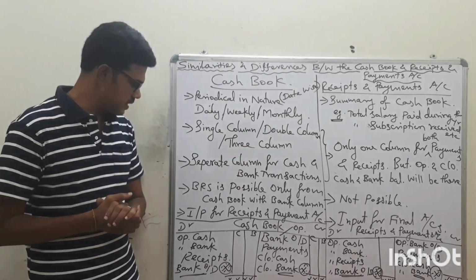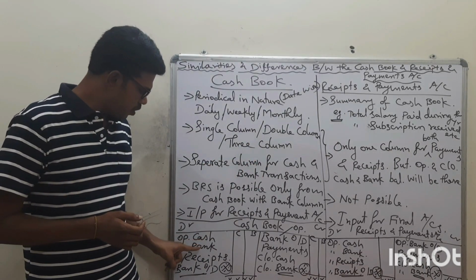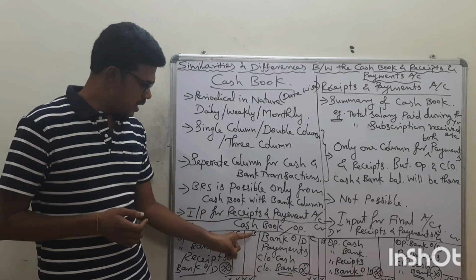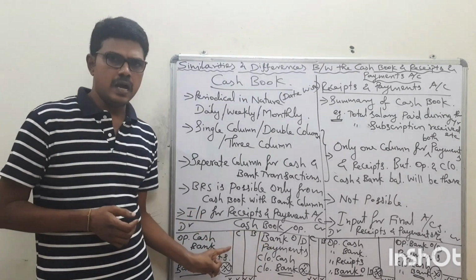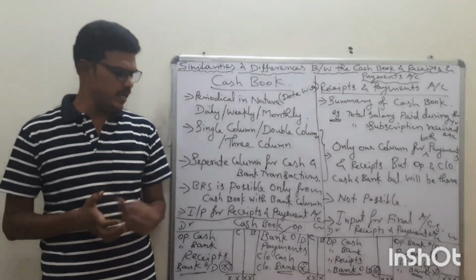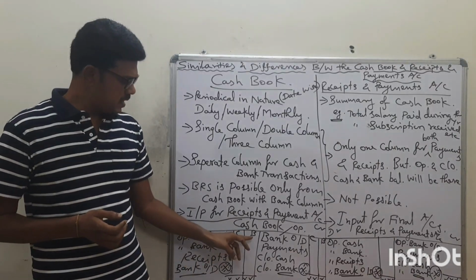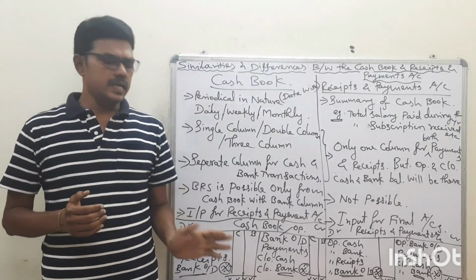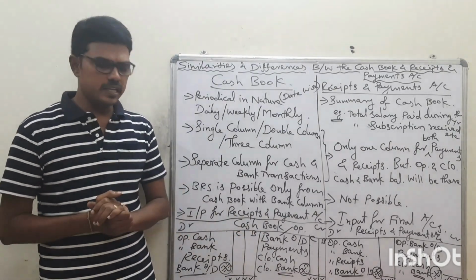It will start with opening cash and bank balance. All the cash receipts and payments, all the bank receipts and payments are recorded in the respective columns.